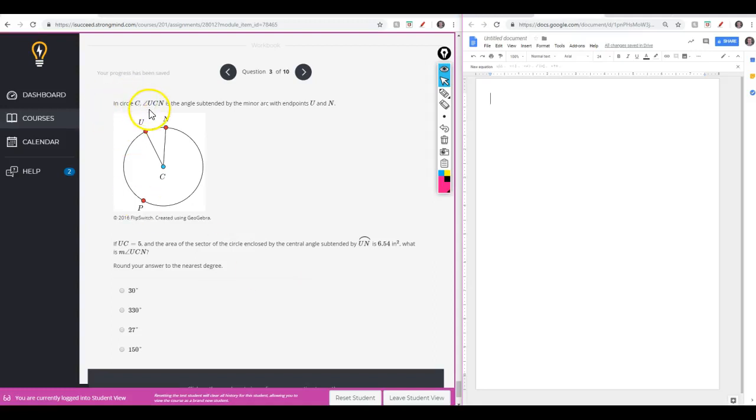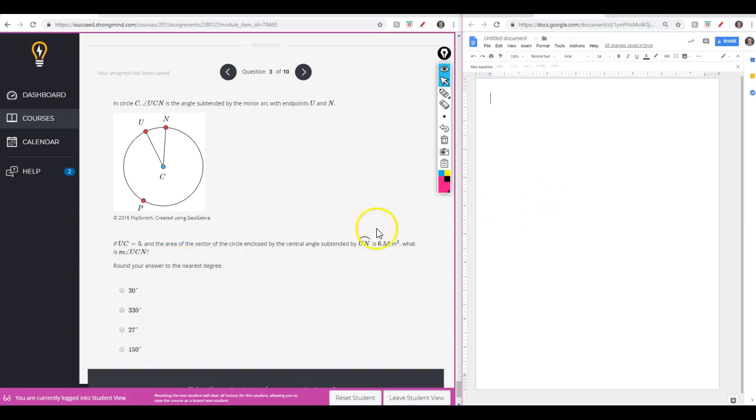In Circle C, angle UCN is an angle subtended by the minor arc with endpoints U and N. If the distance of UC is equal to 5 and the area of the sector of the circle enclosed by the central angle subtended by arc UN is 6.54 inches squared, what is the measure of angle UCN? Round your answer to the nearest degree.